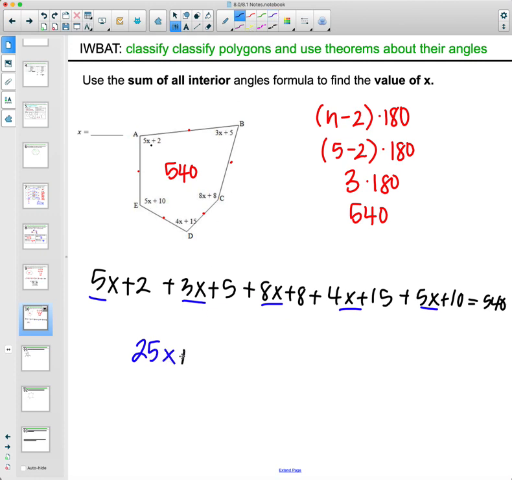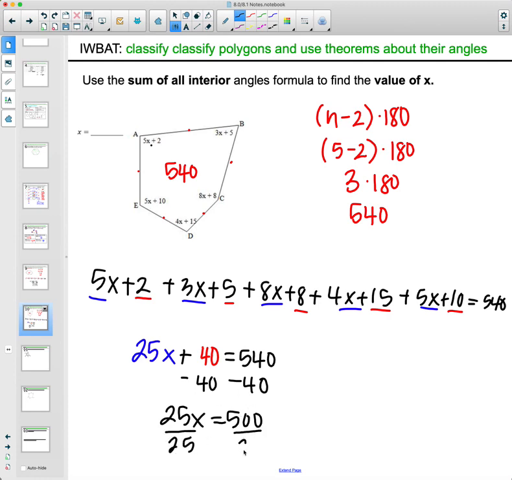Then you'll add up all of your integers. So 2 plus 5 is 7, plus 8 is 15, plus 15 is 30, plus 10 is 40. And you have that equals 540. So we'll solve for x and subtract 40 from both sides. So you'll get 25x equals 500. Divide both sides by 25, and you'll get x equals 20.